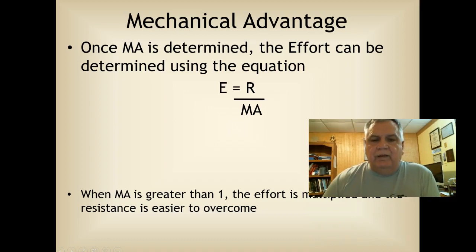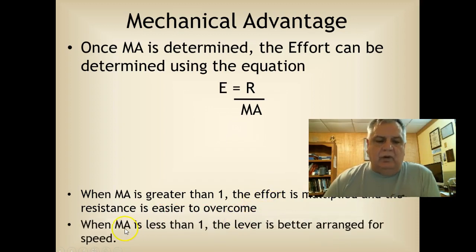Now, when we apply that equation, when the mechanical advantage comes out to be greater than 1, the effort is going to be multiplied and the resistance is going to be easier to overcome. However, when the mechanical advantage is less than 1, the lever is going to be better arranged for moving a bigger distance, or we might say for speed. We're going to be able to move it more quickly over a larger distance. Okay, so greater than 1, resistance is easier to overcome. Less than 1, better arranged for speed.